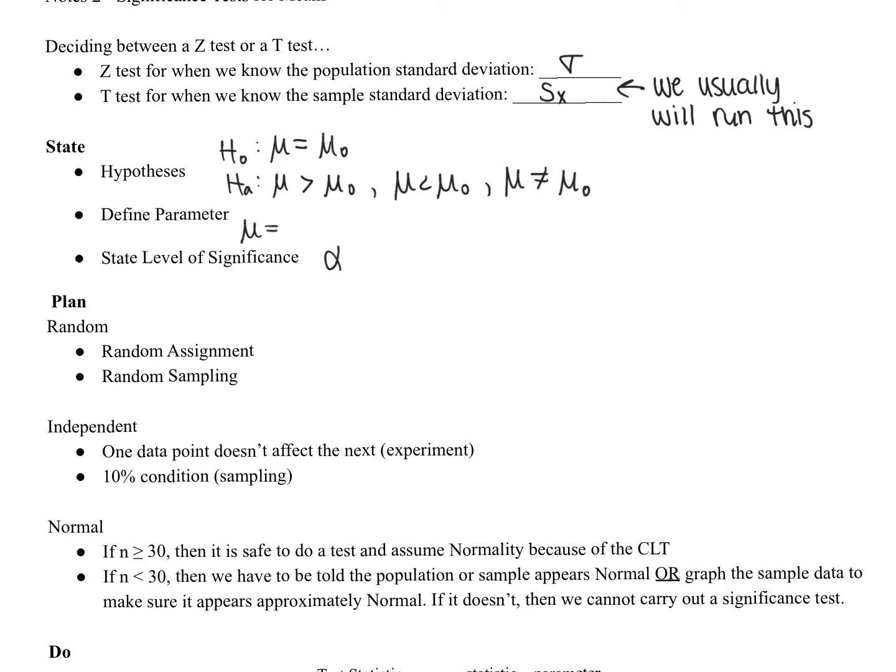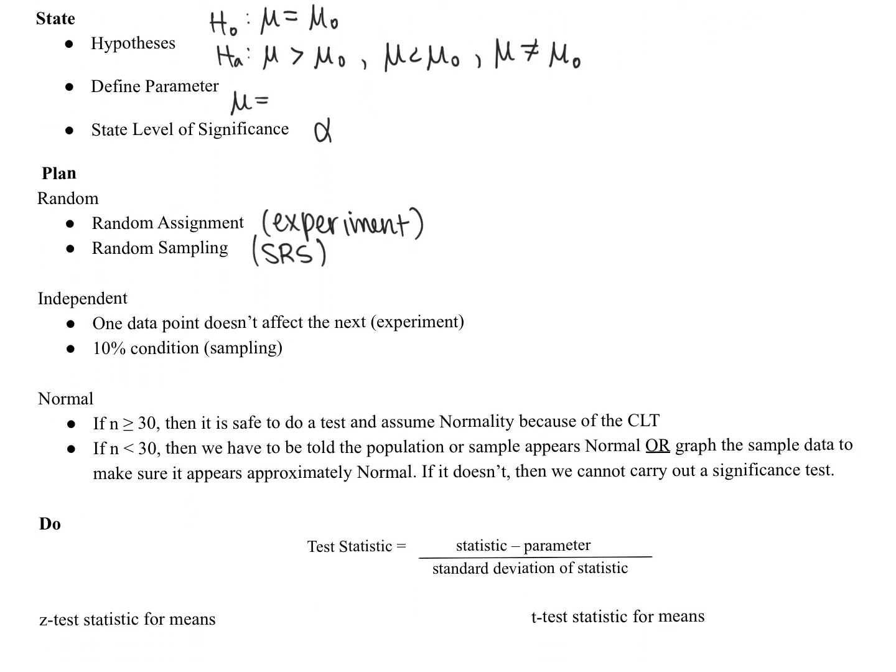Next, we check our conditions. So random, independent, and normal. If we're performing an experiment, it will mention some type of random assignment. And if we're doing an SRS, that's when it's going to mention random sampling. So again, similar to what we've been doing, you look for the word random somewhere. Next, we're going to check independent. So that is our 10% rule. We check that our sample size is less than or equal to 10% of our population size, just like what we did with proportions.